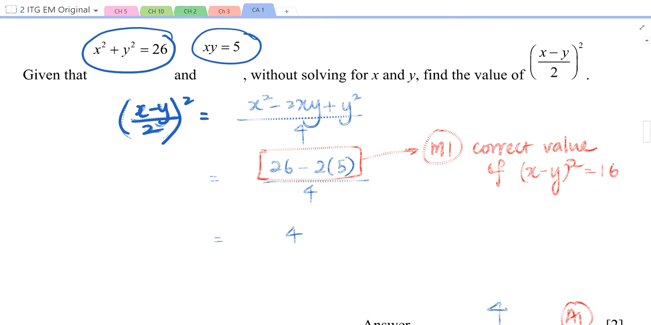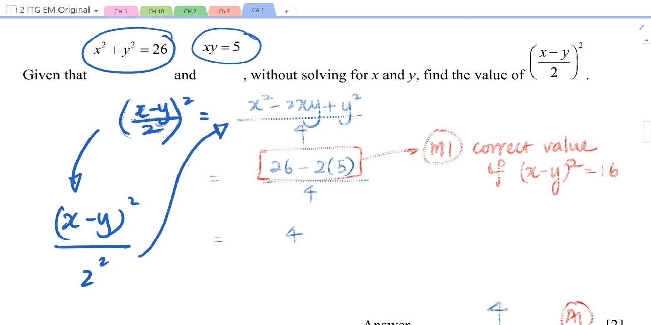So this is actually the same as x minus y. Okay, let me put it at this side. This is the same as (x minus y) squared over 2 squared. Okay, that's how we get this part. So x squared minus 2xy plus y squared, divided by 4. Some of you lost marks because you forgot to square the denominator.